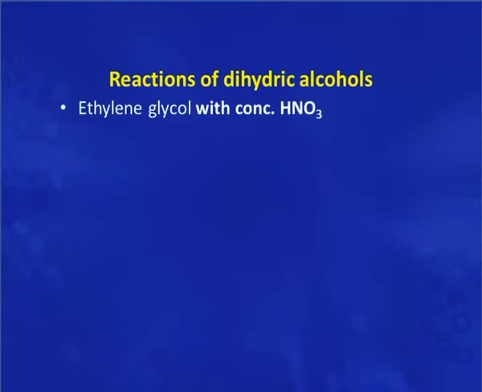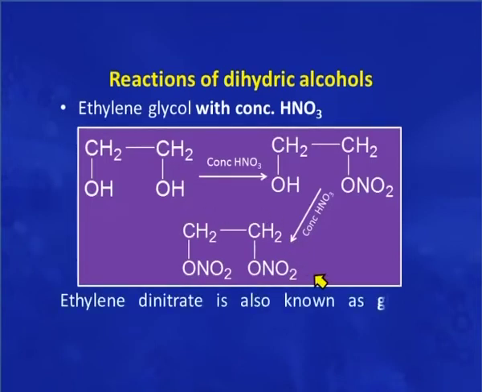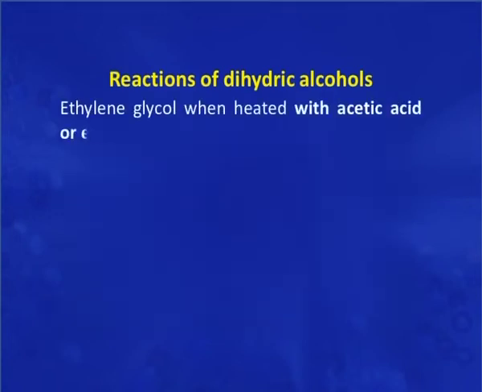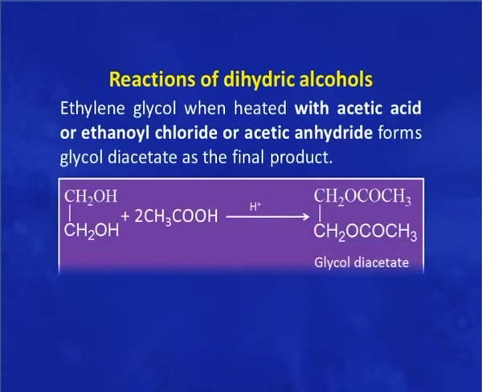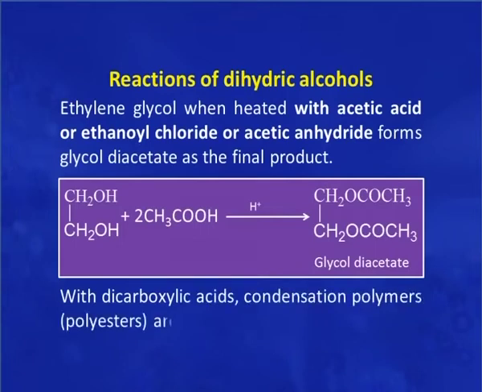Ethylene glycol, when treated with concentrated nitric acid, forms ethylene dinitrate. This ethylene dinitrate is also called glycol nitrate, and it is used as an explosive. Ethylene glycol, when it reacts with acetic acid or ethanoyl chloride or acetic anhydride, forms glycol diacetate or ethylene diacetate. With dicarboxylic acid, condensation polymers are formed, whereas with monocarboxylic acid, diacetates are formed.